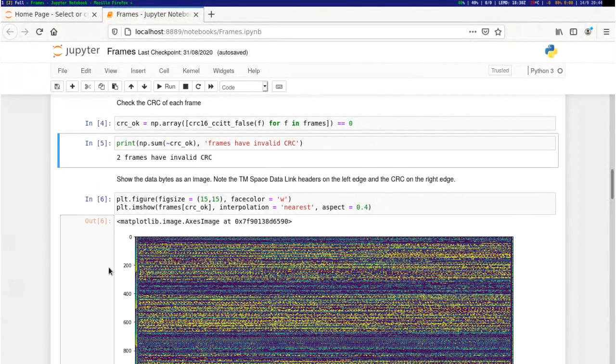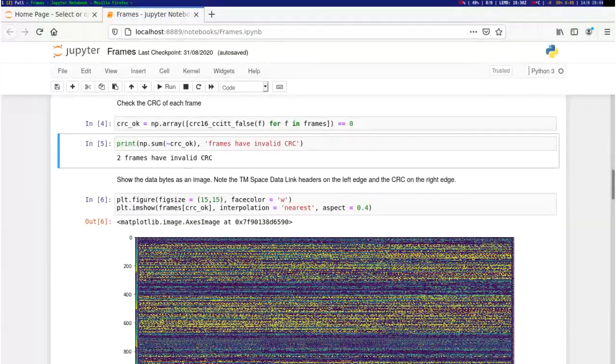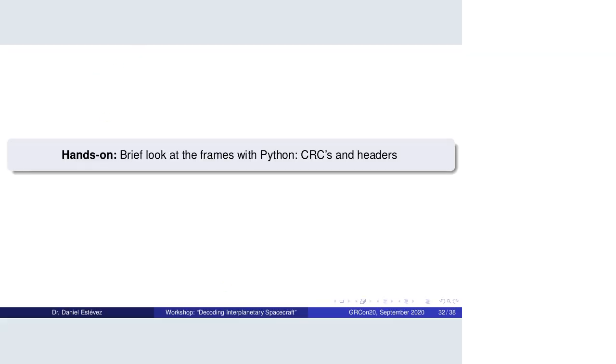So let's go back to the slides for the final things. I'm actually reaching more or less the end of the workshop.